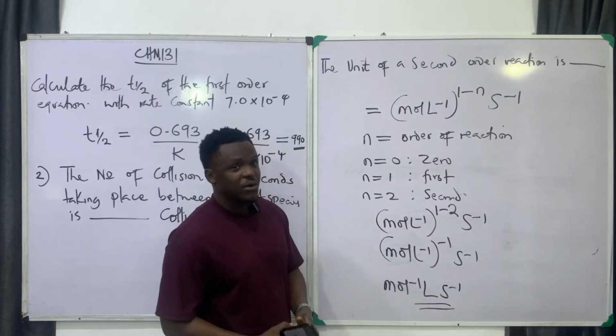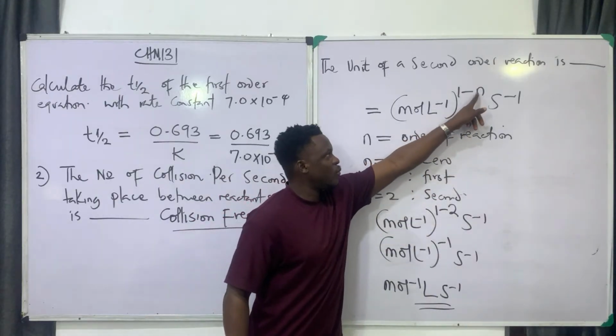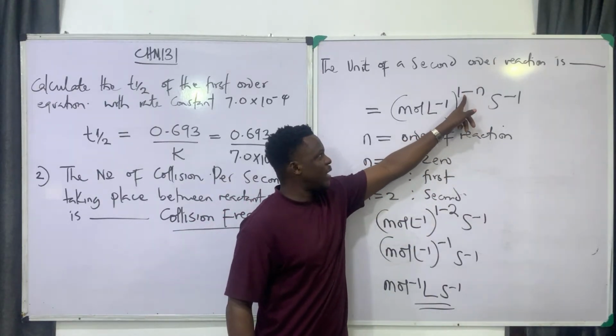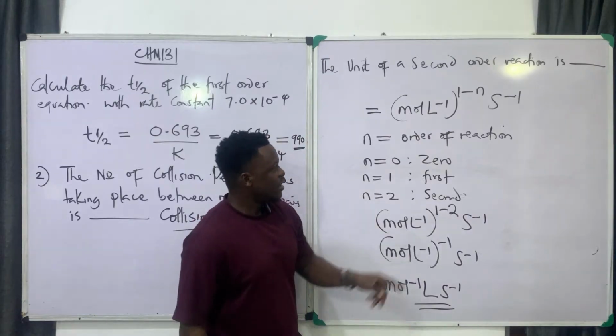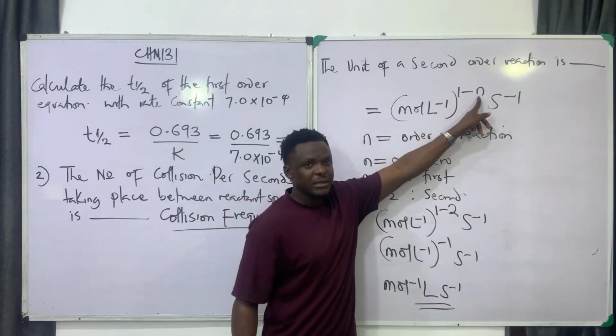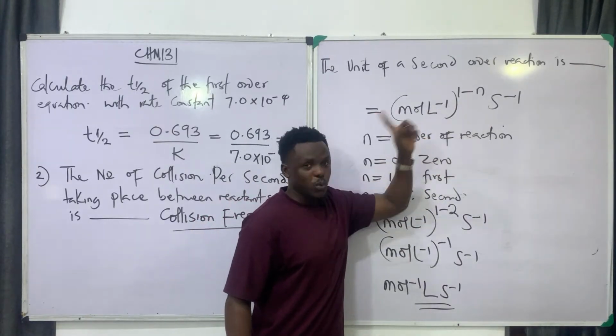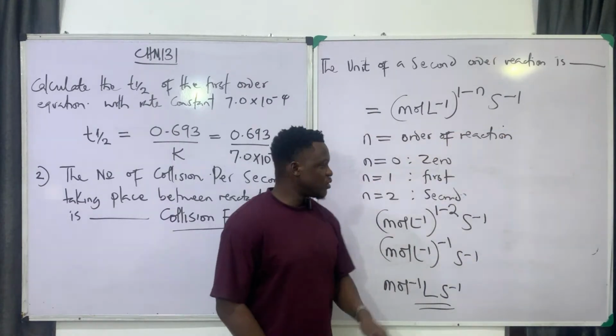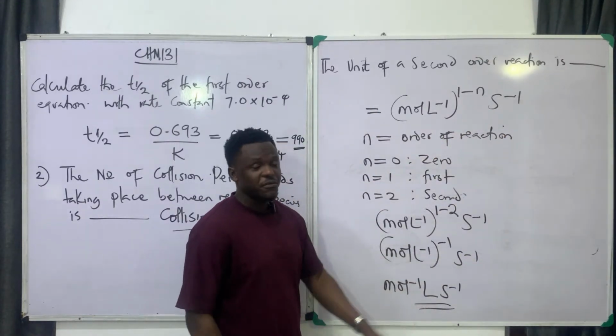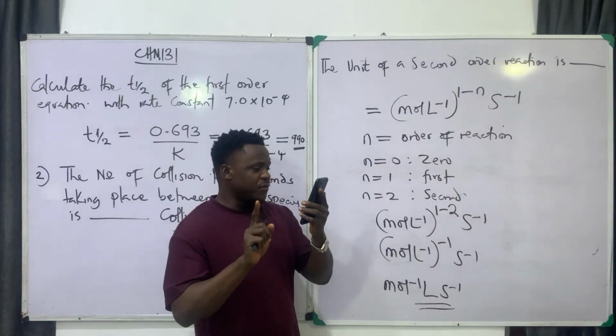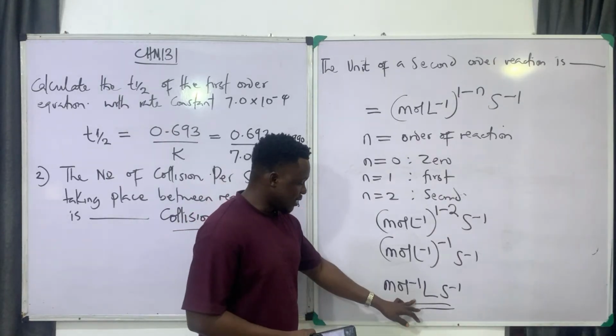If it were to be zero order, if you put 0 here, 1 minus 0 is 1. You use 1 to evaluate everything. If you put n to be 1, 1 minus 1 is 0. So everything raised to the power of 0 is 1. 1 times this becomes this. So that is the order. This is the unit of a second order reaction. This is the answer.